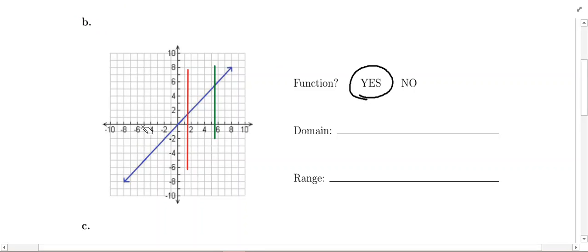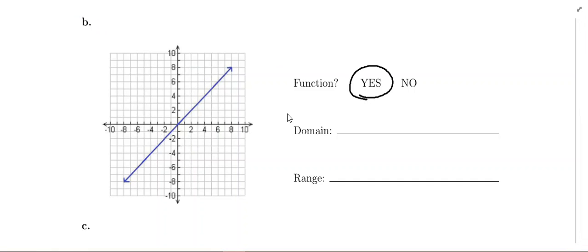I'm going to erase this so we can take a better look at the x and y values here. All right, for domain, let's start there. Domain is going to be the set of all x values. We want to determine all the x values covered by this graph. So remember, to do this, we need to move from left to right.